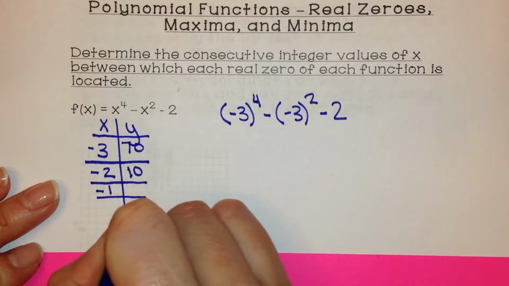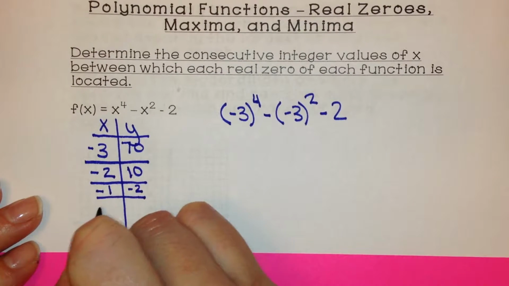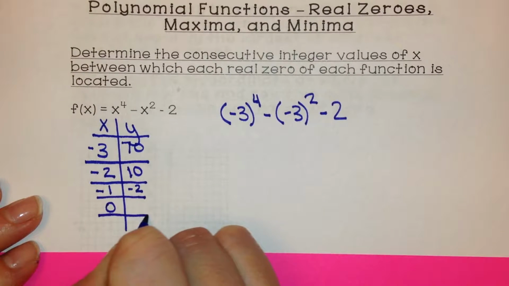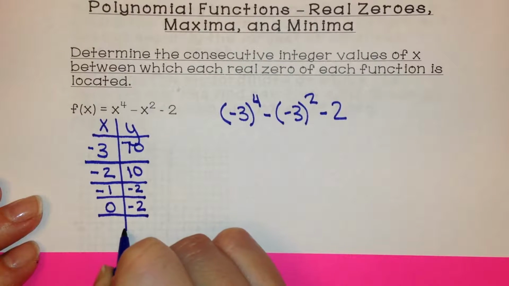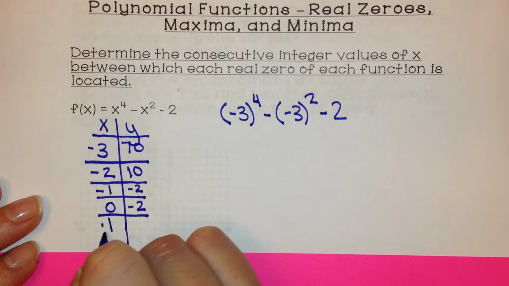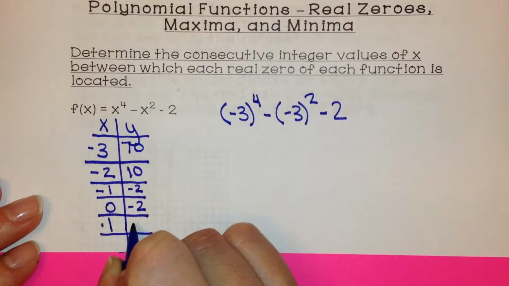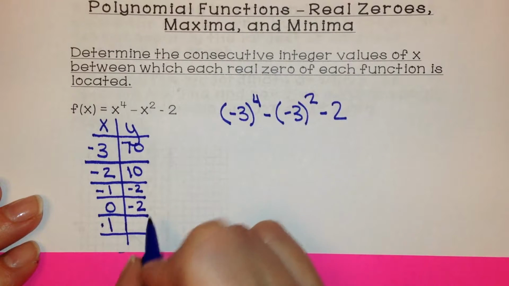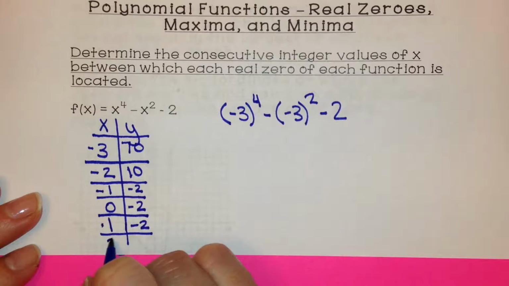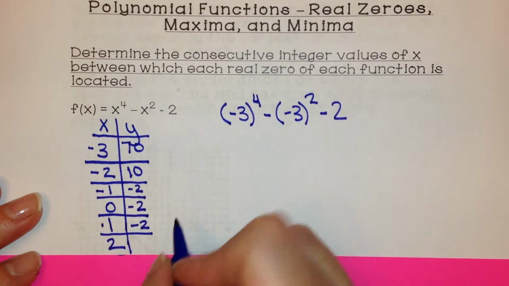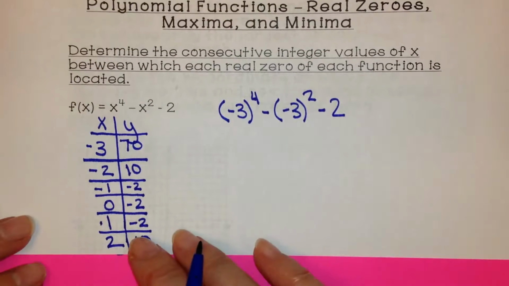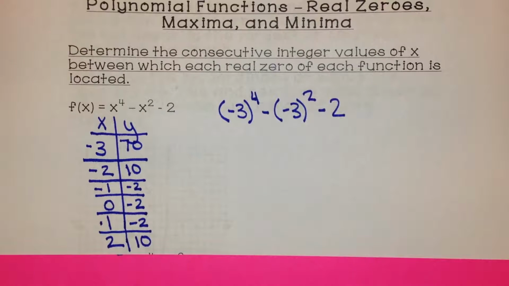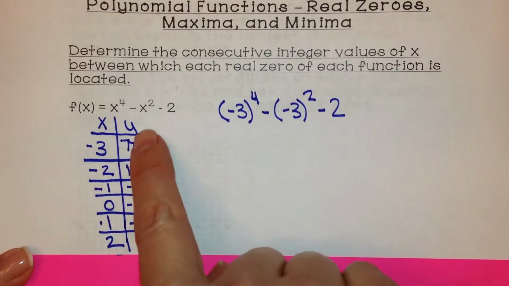When I plug in -1, I get -2. When I plug in 0 for x, I get -2. When I plug in +1, I get -2 again. When I plug in +2, I get 10, and I did plug in +3, but I got 70 out, so I'm just continuing to go positive, and it just gets larger and larger and larger. So I just need to identify, well, I didn't get any y values of 0.